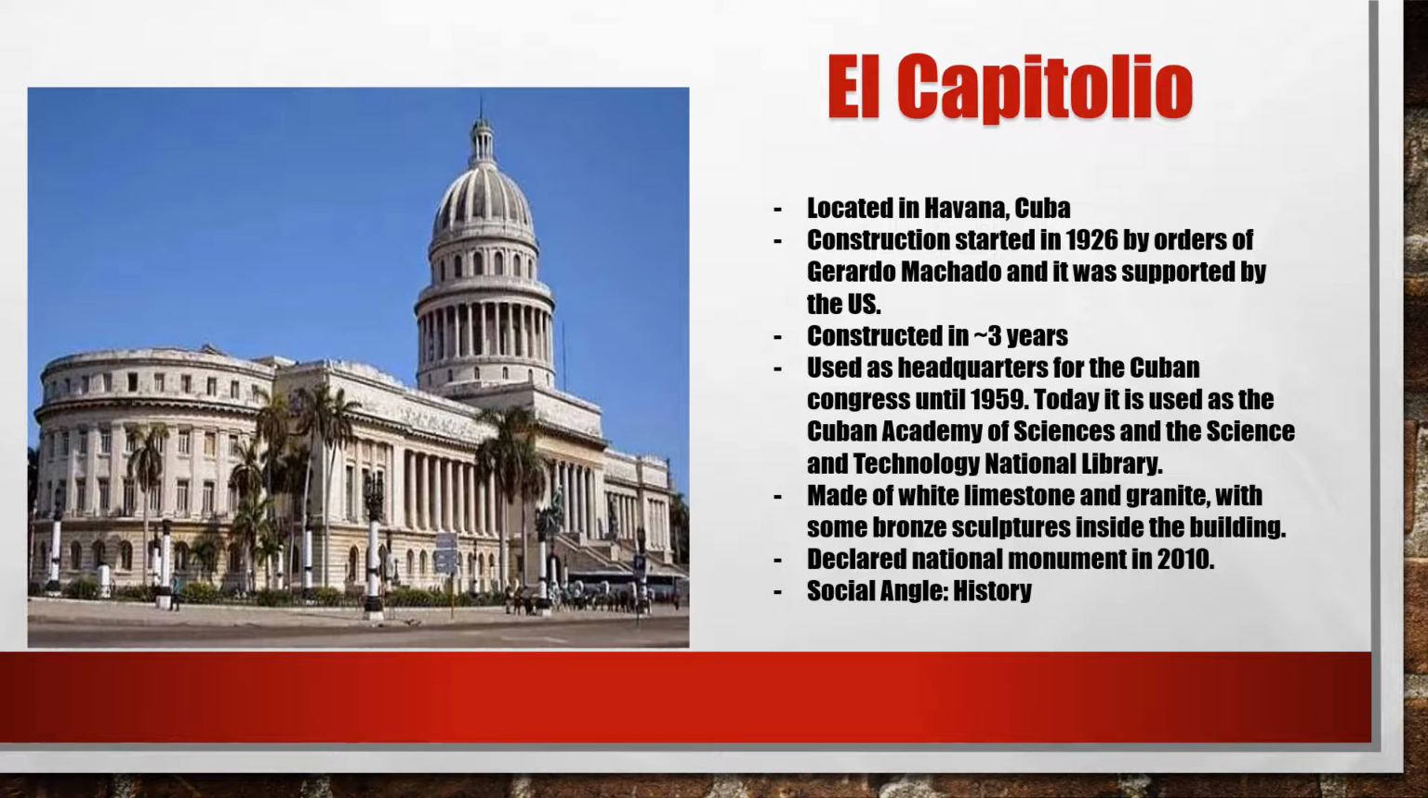It was used as the headquarters of the Cuban Congress, but since 1959 it has hosted the Cuban Academy of Sciences and the Science and Technology National Library. It is made of white limestone and granite, with some bronze sculptures inside the building. In the upper floor, there is a diamond, and it is interesting to know that the distance by road between Havana and any other part of the island is calculated from this point. It was declared a national monument in 2010.